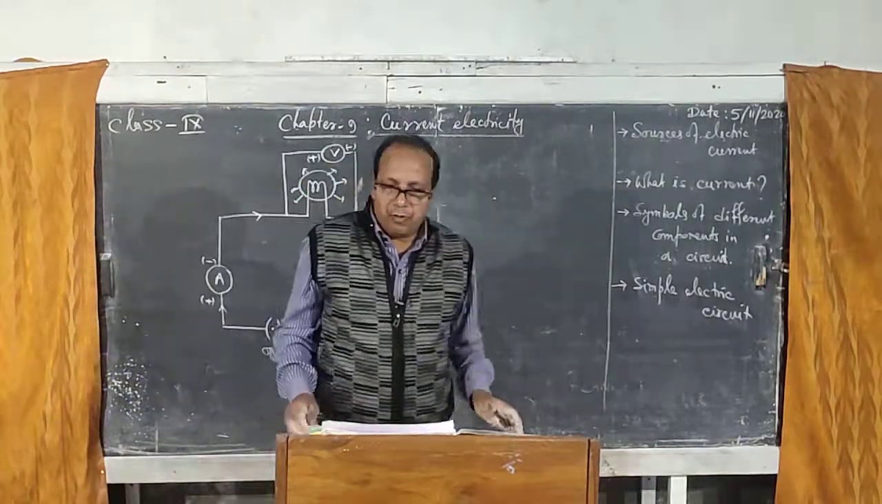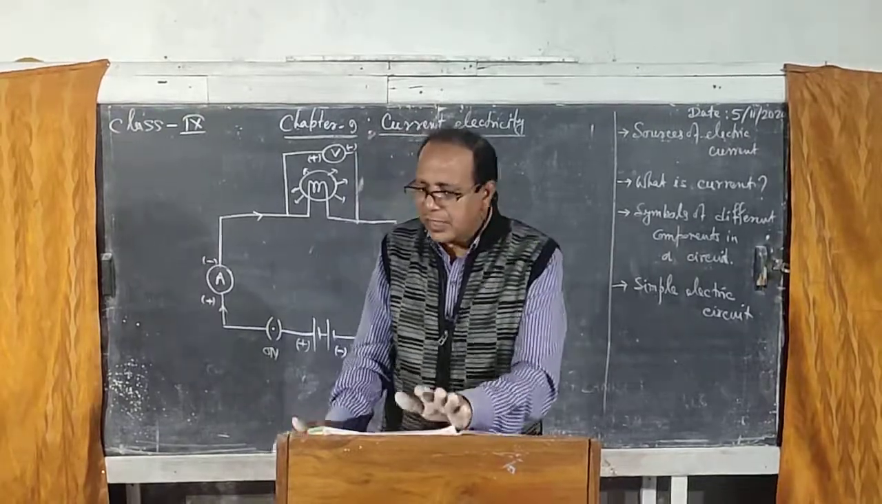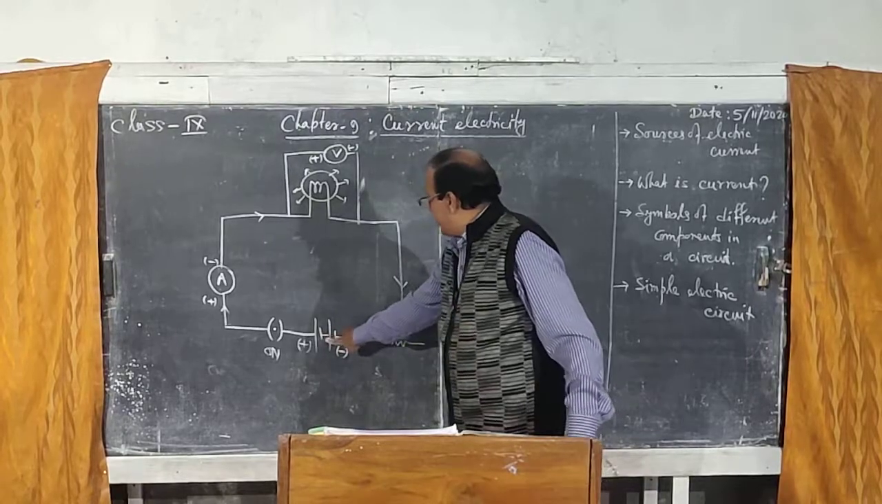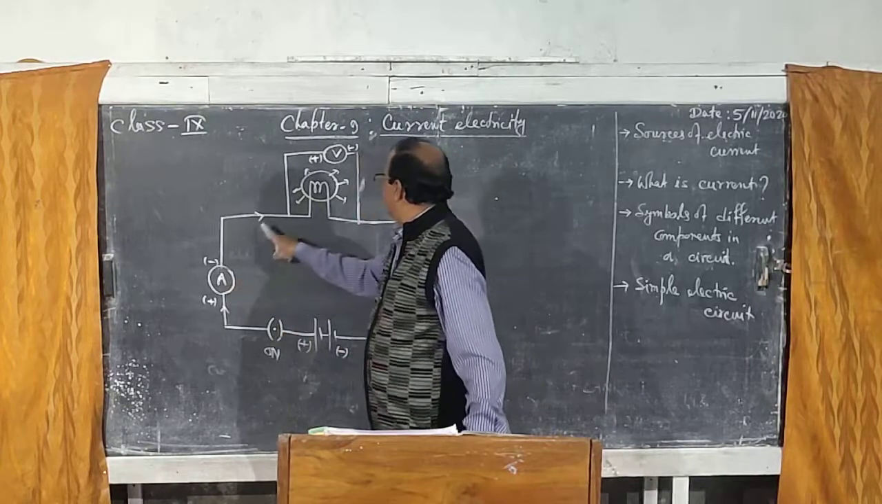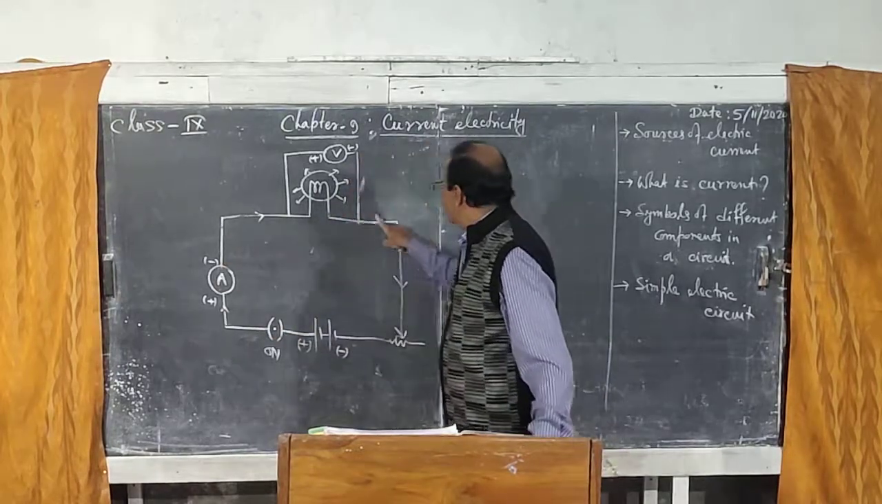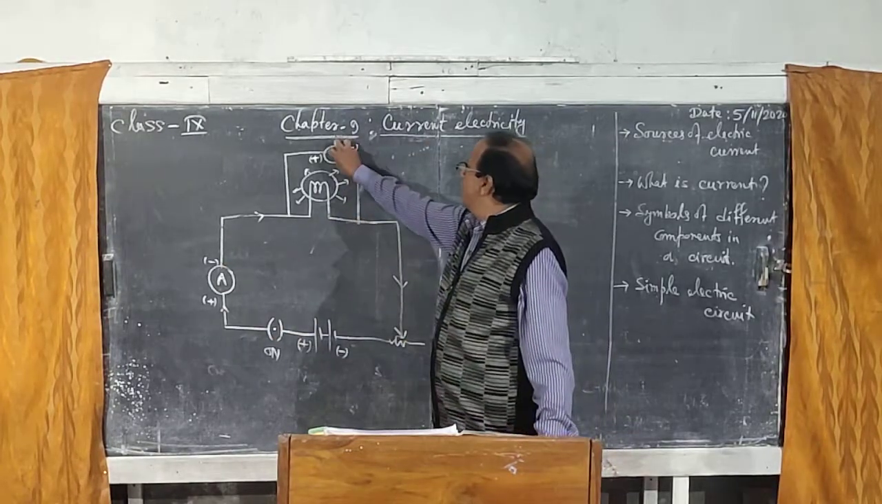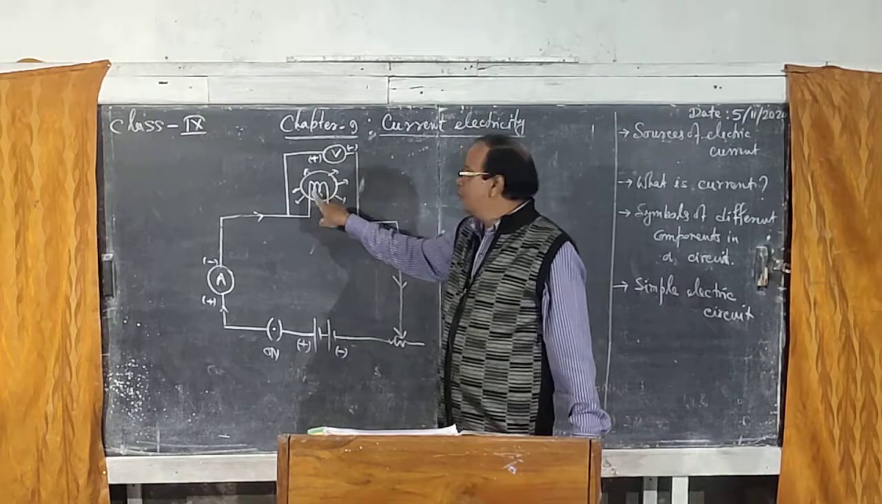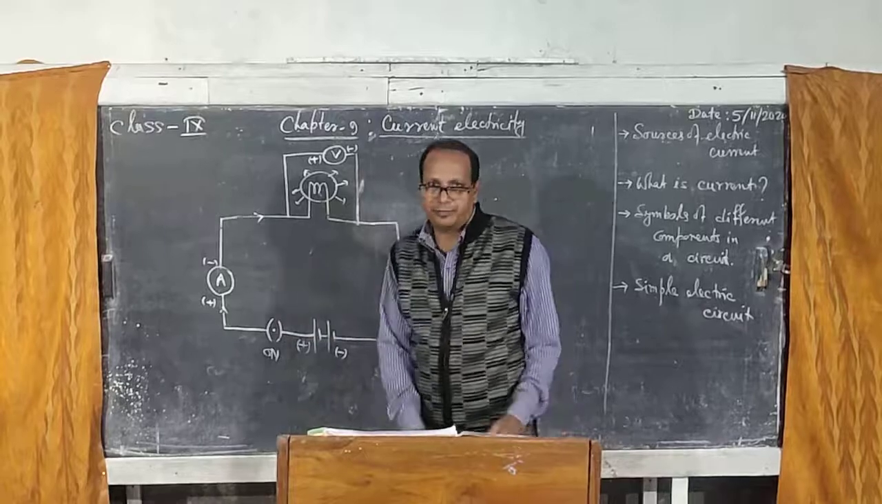I think you understood what I am going to explain. Once more, cell or battery, key, ammeter, load or bulb and rheostat all will be in series, whereas a voltmeter should be kept in parallel across the load whose voltage we are going to find out.